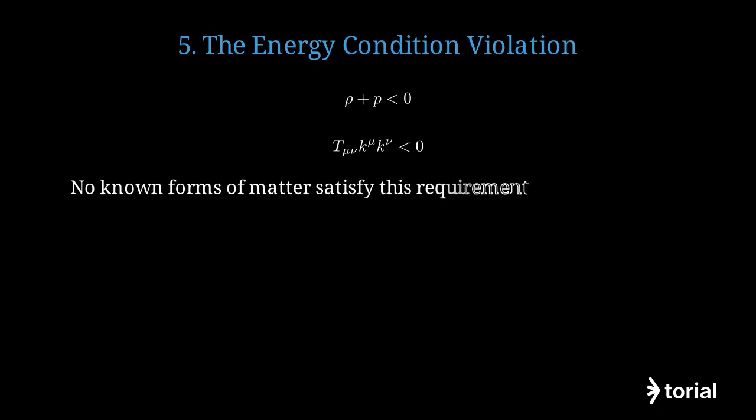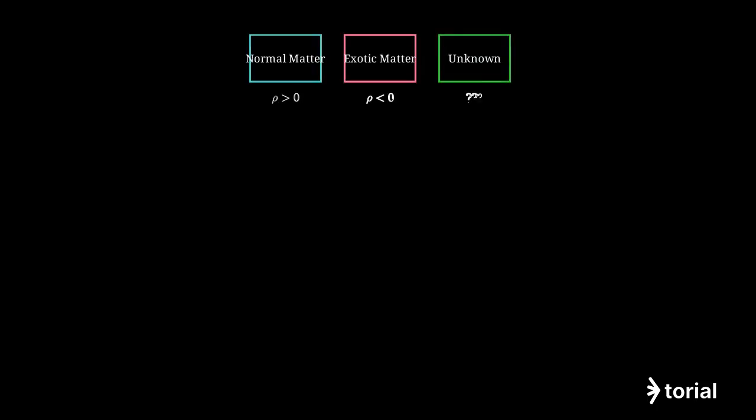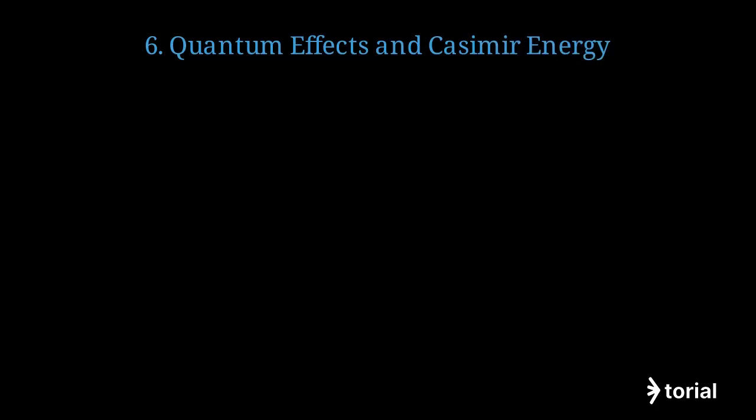Currently, no known forms of classical matter can produce the negative energy density required to stabilize a wormhole. Normal matter has positive energy density. Exotic matter requires negative energy density. We don't yet know if such matter exists in nature. Quantum mechanics provides a possible source of negative energy.